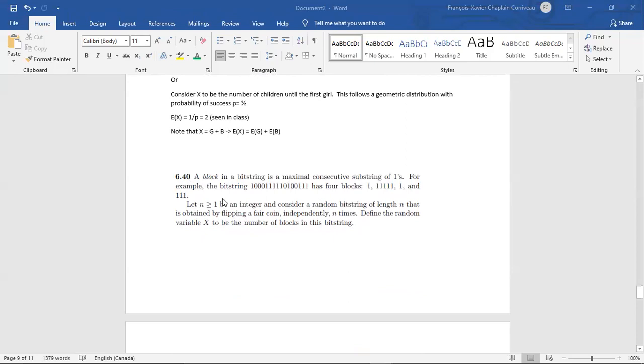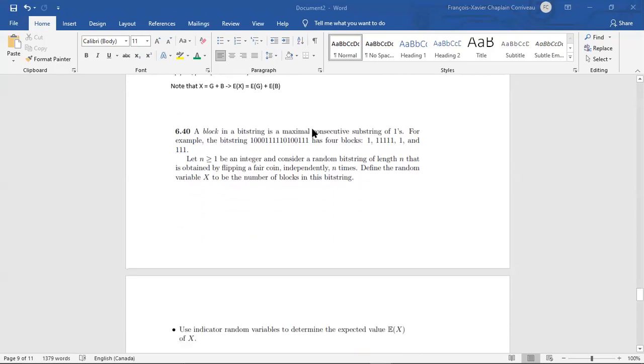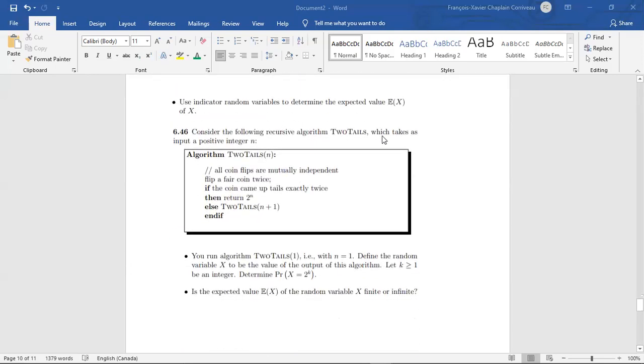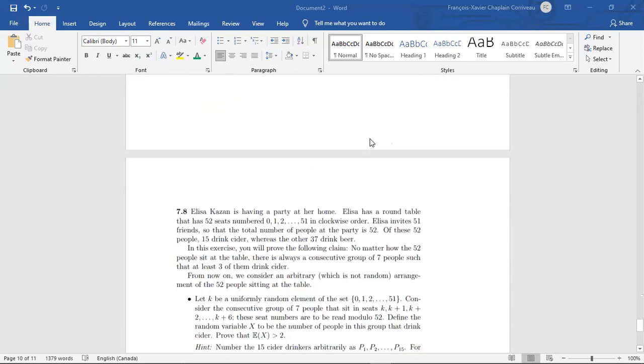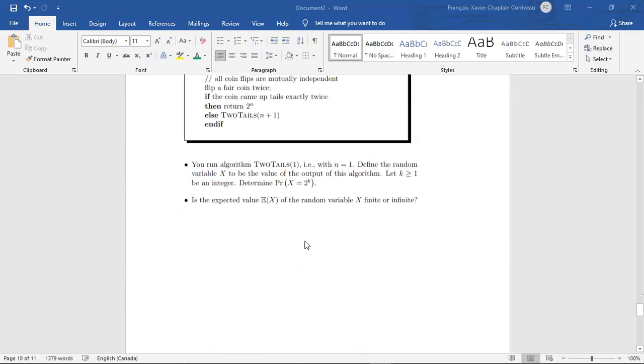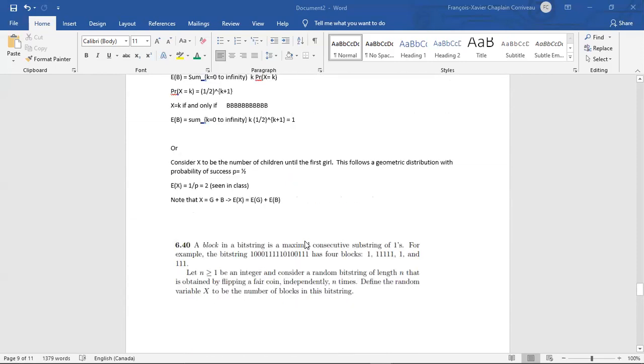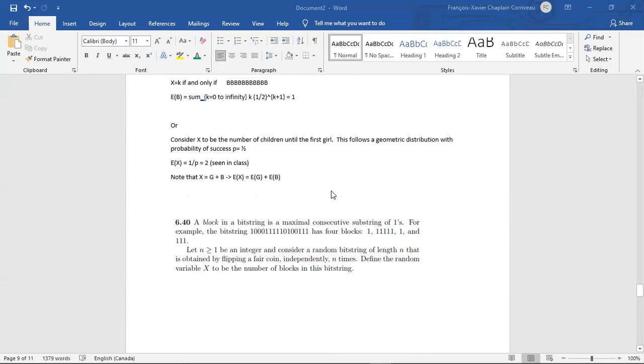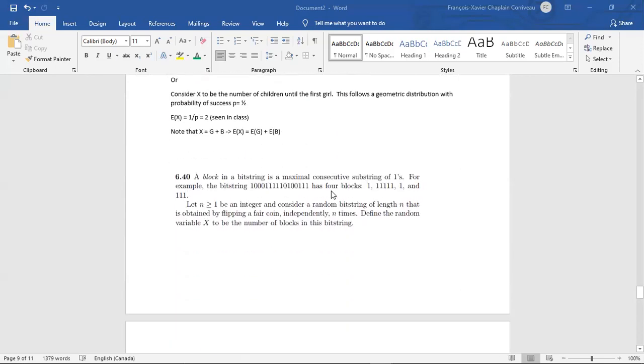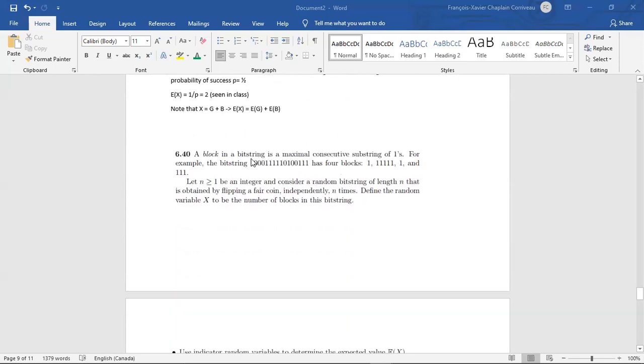Okay, so I'm not sure if I'll do this one. There's only this one and question 8. No, I'm going to post them. So again, I'm not sure if I want to do this one.